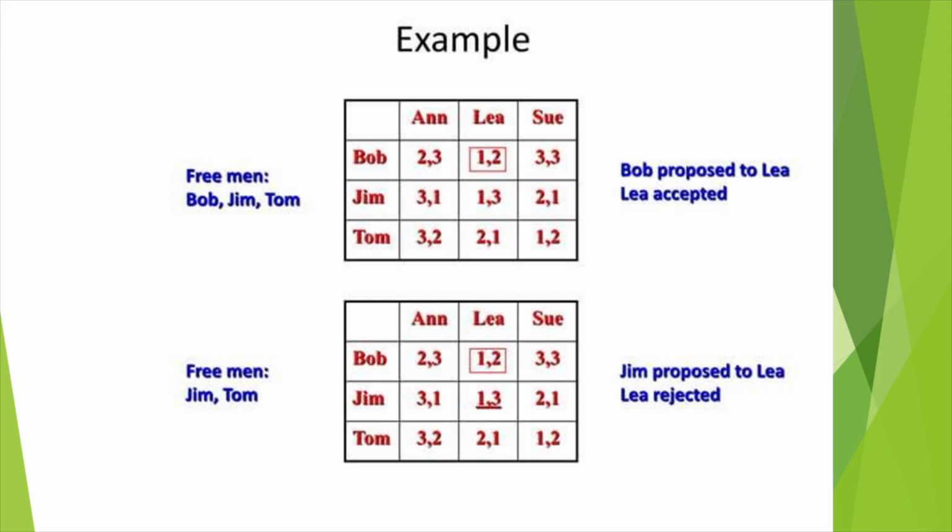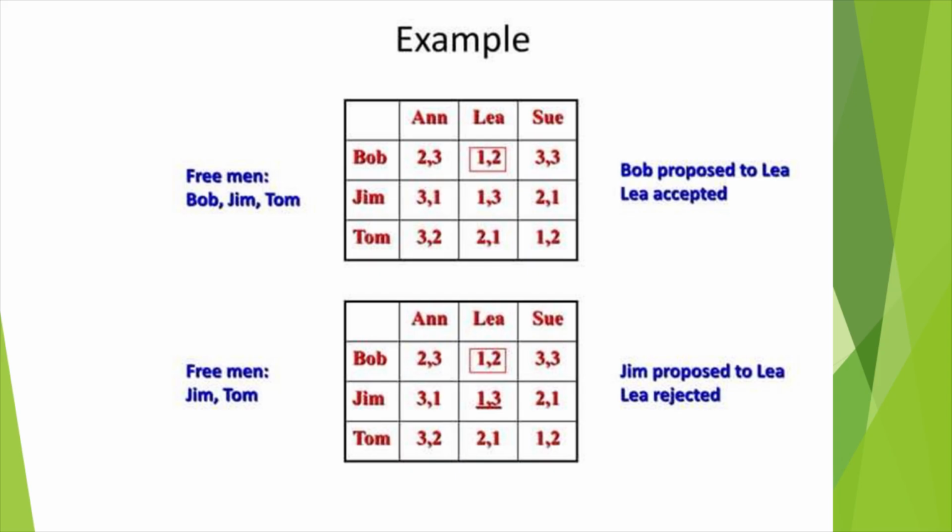So, first step. Here, Bob proposes to his first choice, Lee. So, Lee accepts since she is free. So, draw a box around Lee for Bob, accepted.